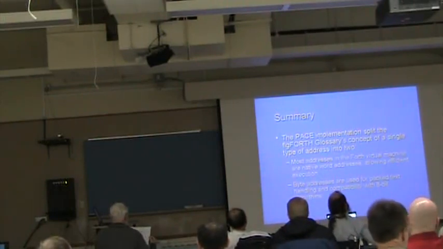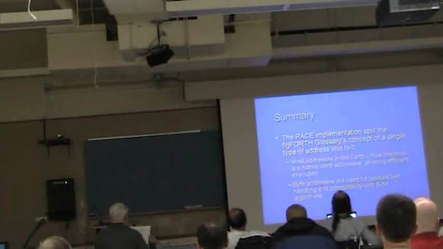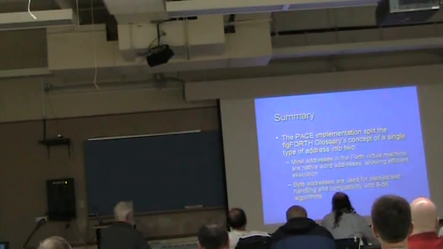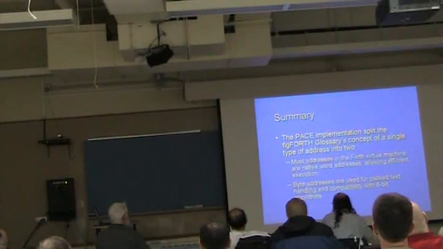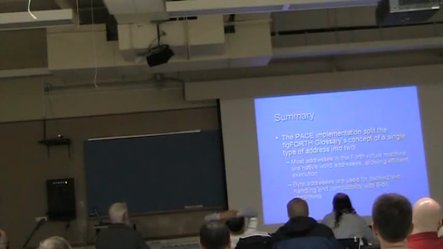So to summarize, the PACE implementation split the figFORTH glossary's concept of a single address type into 2. Most addresses in the Forth virtual machine were native word addresses allowing efficient execution, and abstract byte addresses were used for text handling and for compatibility with 8-bit algorithms.